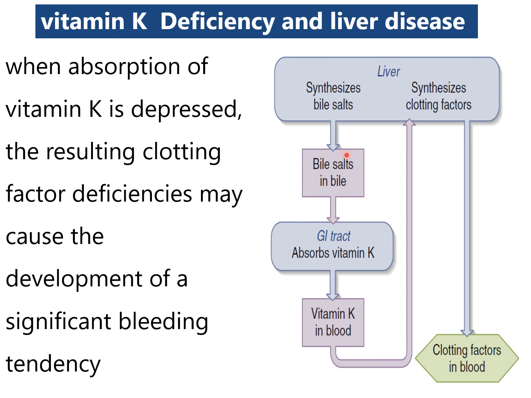So you have seen this diagram previously when we were talking about the factors that are dependent on vitamin K, which are synthesized in liver, those clotting factors. Whenever there is decreased absorption of vitamin K, then there will be deficiency of vitamin K in blood, and the synthesis of those clotting factors will be defective, and this will lead to bleeding tendency.